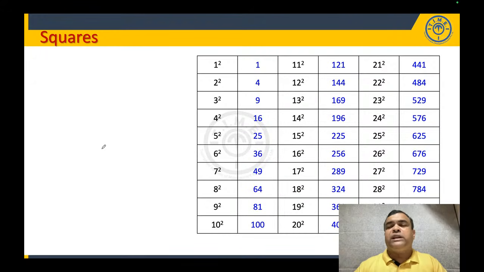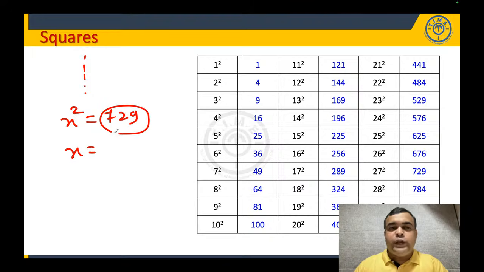I should know the squares till 30. I've just given the values for the reference. Okay. So I just say, okay, let's say you are solving one question, okay, where x square is 729. Then what is x? So I should know ये किसका square है. Is that okay? So 729 is basically what? 27 square. So x is 27.